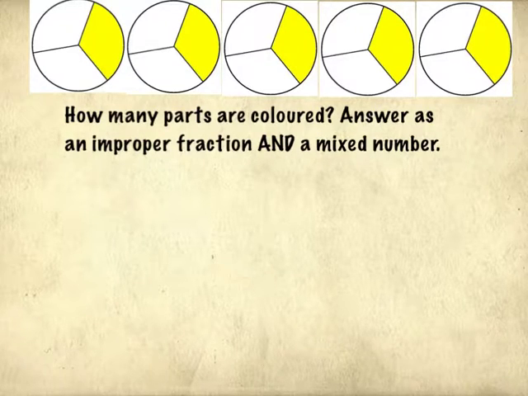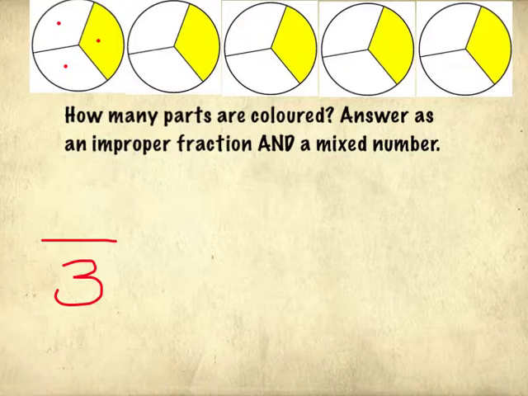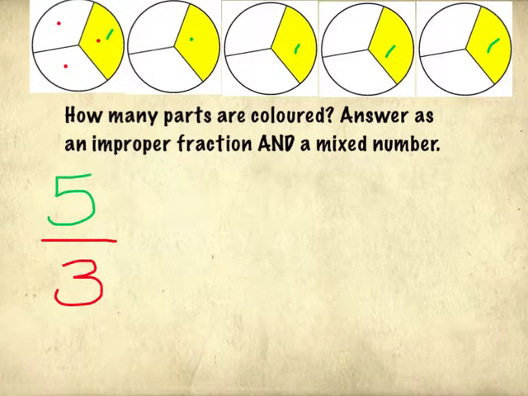So to find this answer, what I'm going to do is start by realizing that there are 1, 2, 3 pieces in a whole, so my improper fraction, the denominator is 3. And now I'm just going to go through and count up how many of them are colored in. 1, 2, 3, 4, 5. 5 pieces are colored in. So my improper fraction is 5/3.